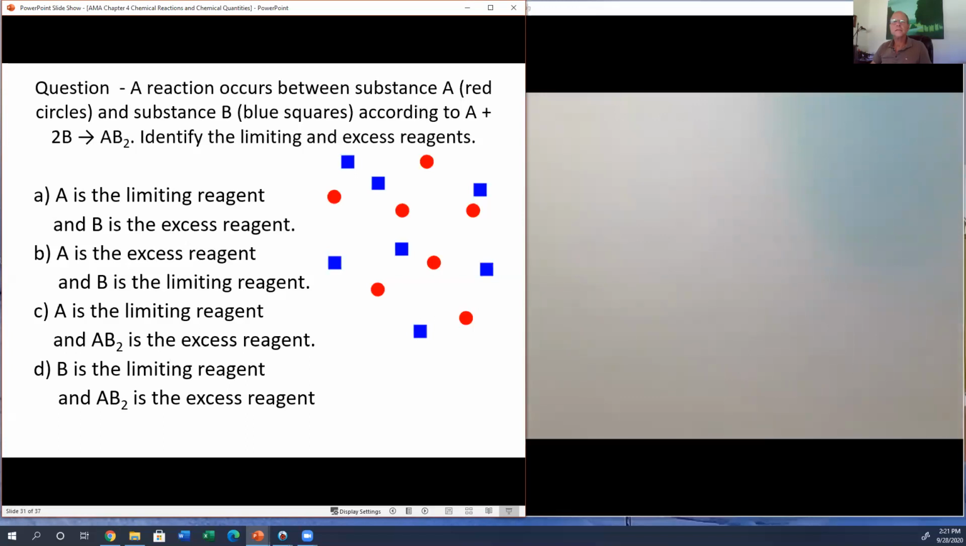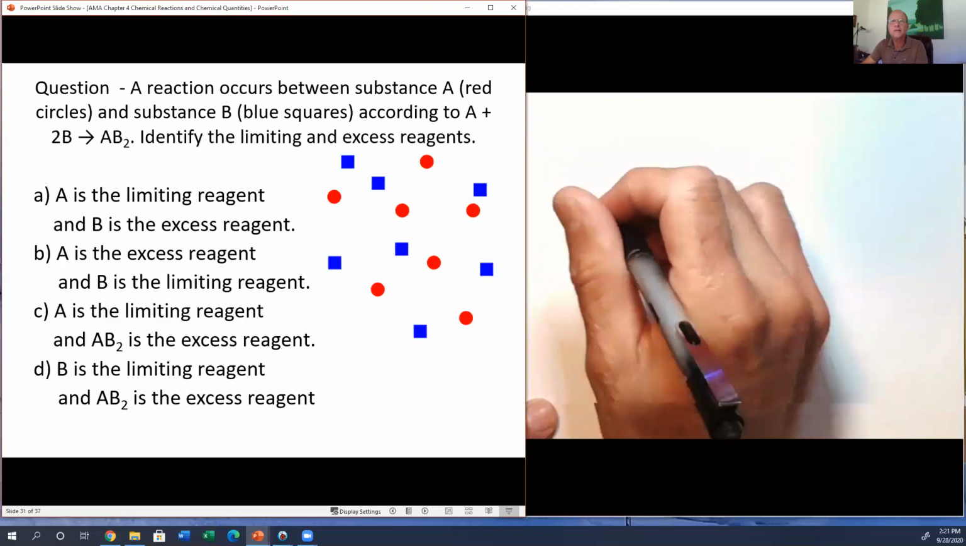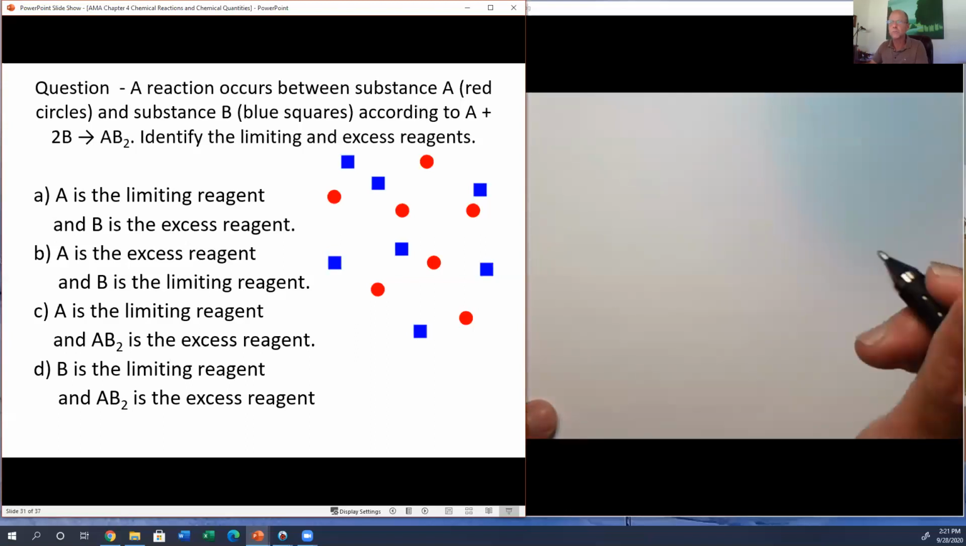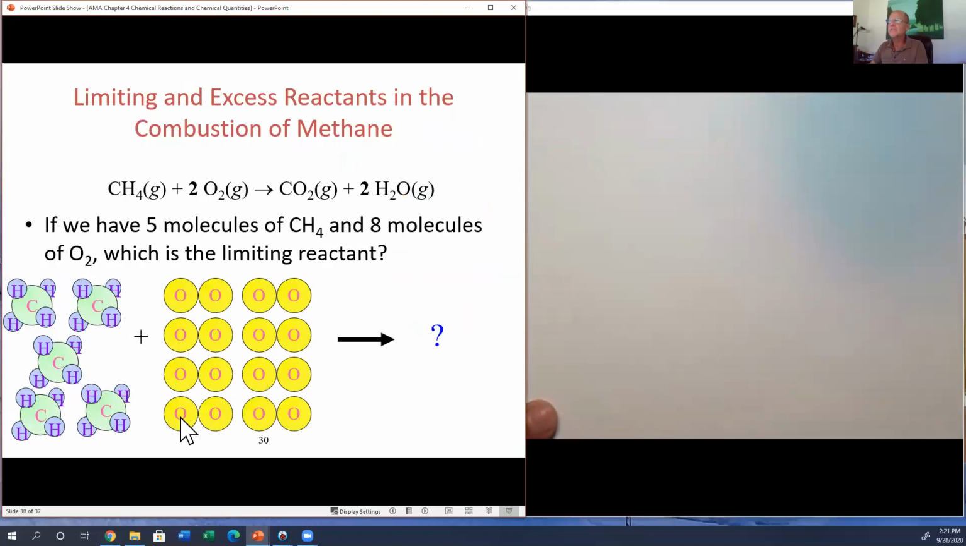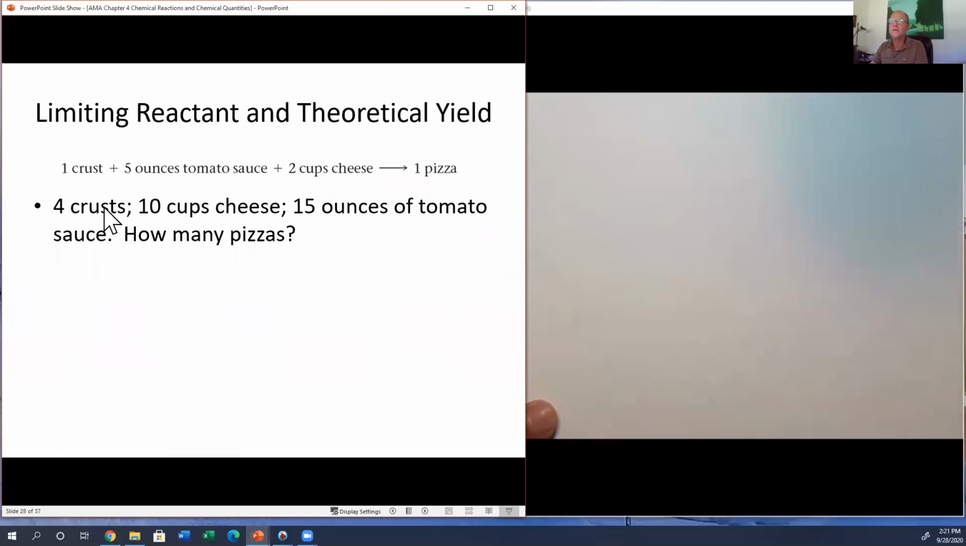Okay, I'm going to give you a little hint about how to work this out. The best way to work this out is to start off with the beginning amounts of each one and convert to moles of product and see which makes the least moles of product, right? Because this is kind of like this problem: you have 4 crusts, 10 cups of cheese, 50 ounces of tomato sauce. How do we figure out what the limiting reactant was?